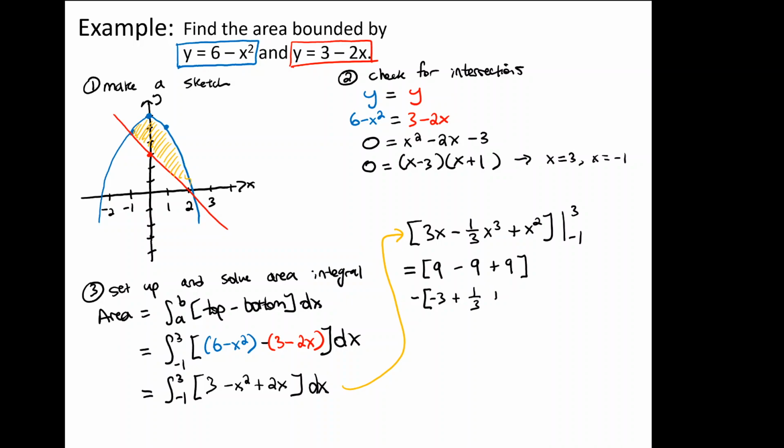And then -1 squared is just 1. Let's add up all the whole numbers. We have 9 minus 9, those cancel. And then 9 minus -3 plus 1, so 9 minus -2, we'll get 11 minus 1/3. Make the common denominators: 33 over 3 minus 1 over 3. We get a final answer of 32 over 3, and I have no idea if that's right.